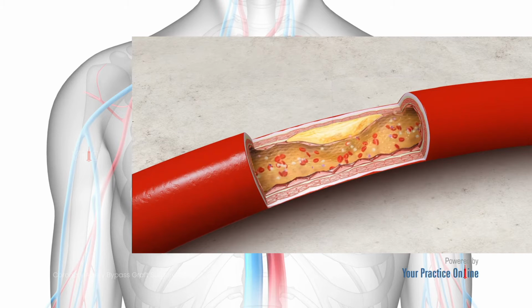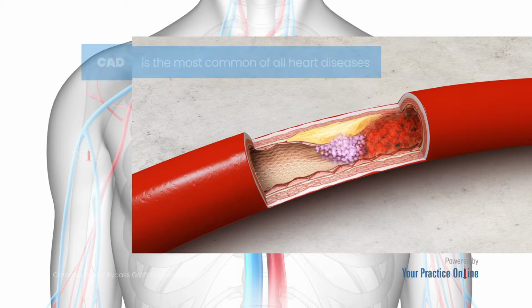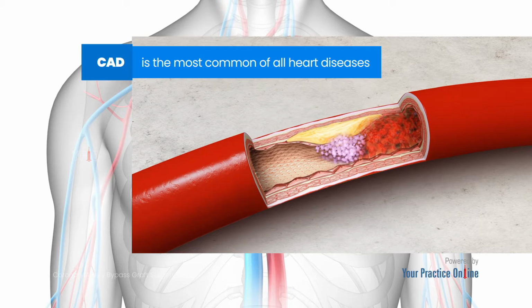The plaque can sometimes break off and form a blood clot that can completely block the vessels, leading to permanent heart damage. CAD is the most common of all heart diseases and a leading cause of death in both men and women.